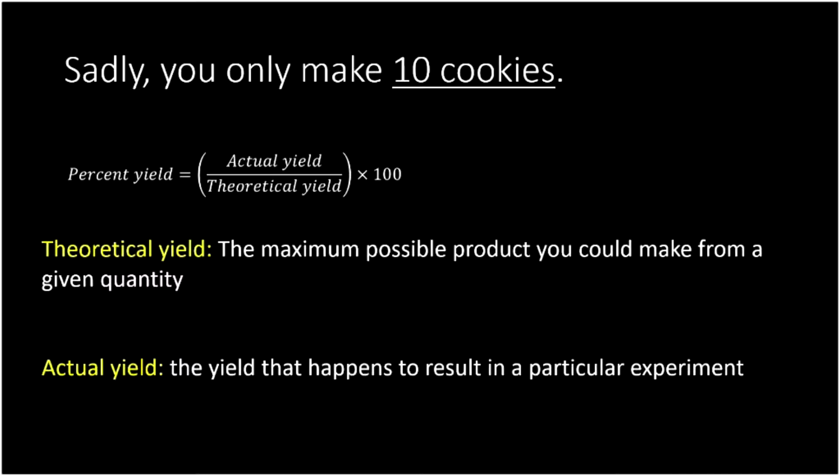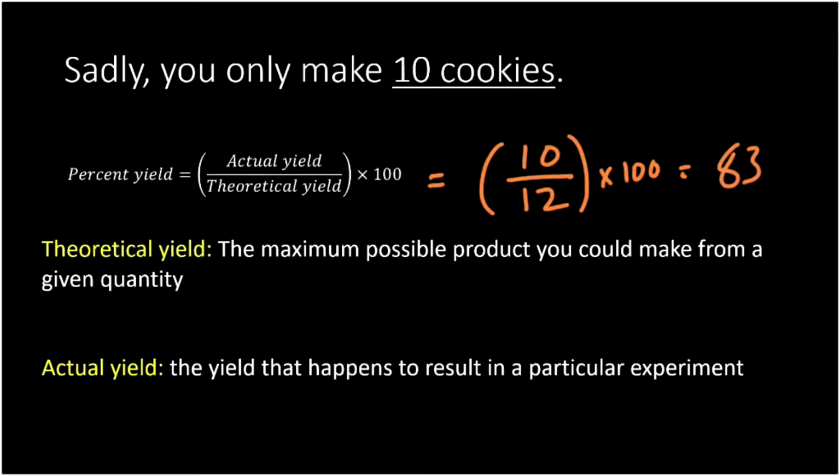Okay, but what about for our cookies? Well, we can calculate the percent yield there, and all we have to do is plug in our actual yield of 10 cookies, that's how many we actually got out, divide that by how many we should have gotten out, which is 12, our theoretical yield, and multiply by 100. If we do that, we'll get 83%. What does that mean? It means we got 83% of the cookies we should have. If our target was 100, we would have just made 83. Our target was 12, we just made 10, that's 83%.